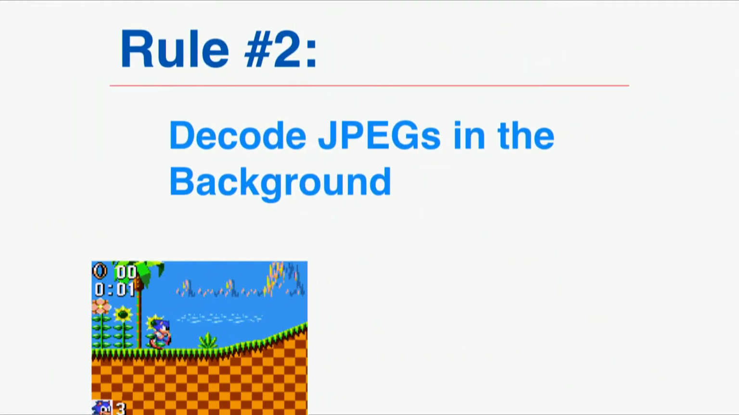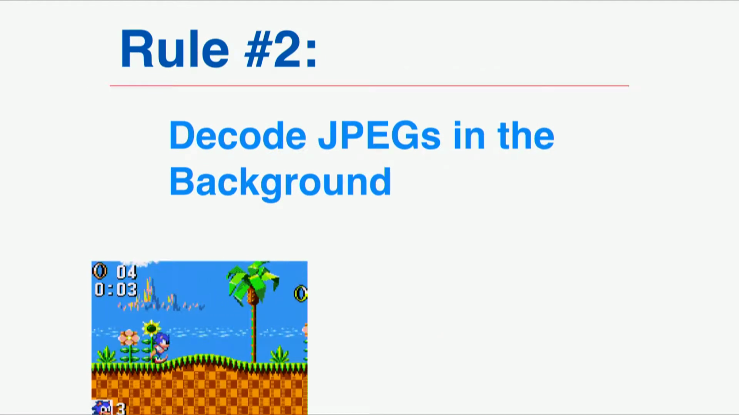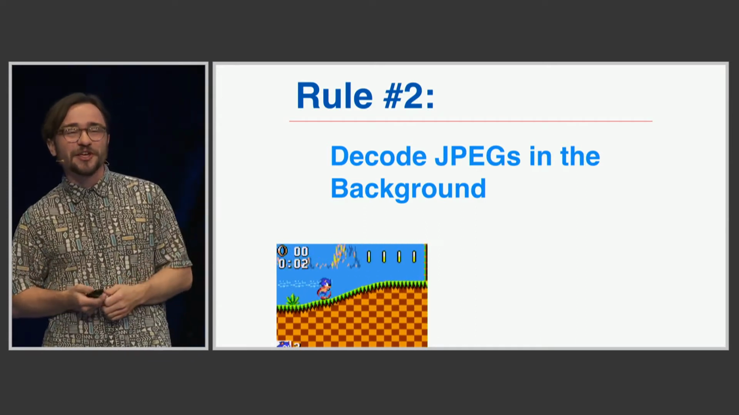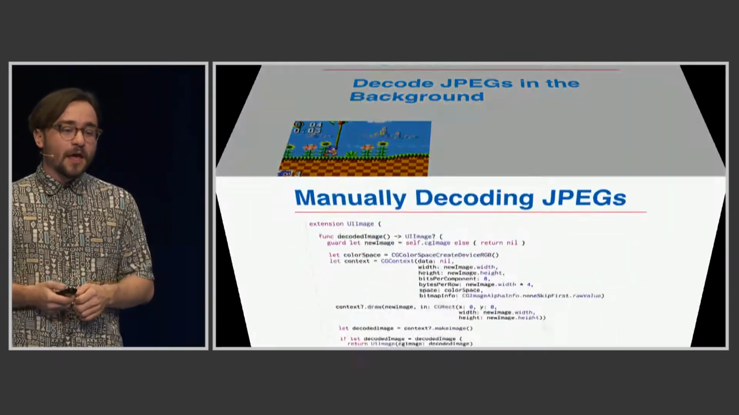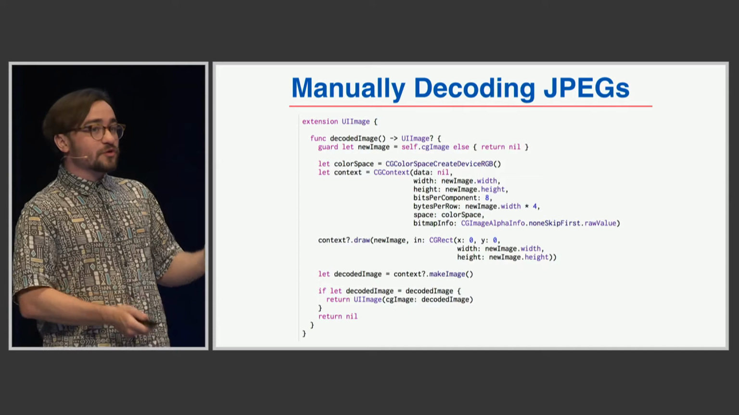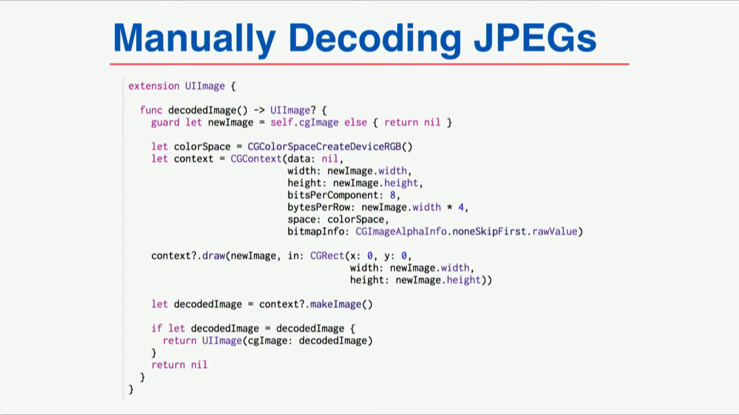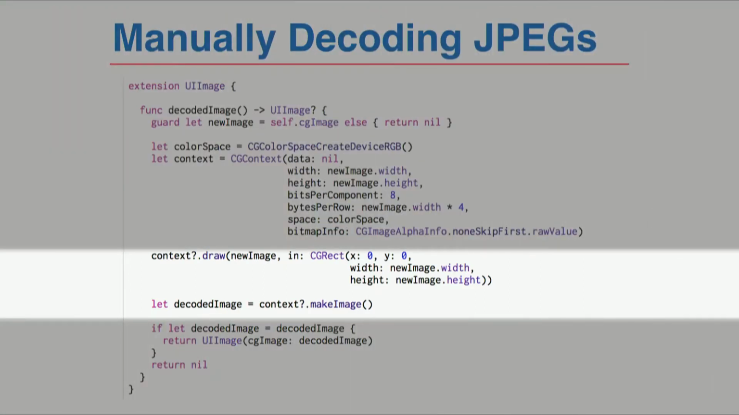So rule number 2 is if you can, you should decode JPEGs in the background, especially if you've taken a trace and you see that this is a reason that your app is dropping frames. To do this, all you have to do is use Core Graphics. It's not the prettiest thing, but it's not super crazy. You just make a context, draw your image into it, and then use that new image. And whenever you draw an image into a context, it ends up decoding it for you. The important part is right here: draw, and then get a decoded image.